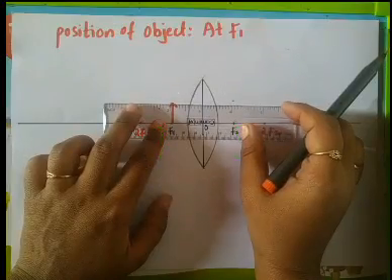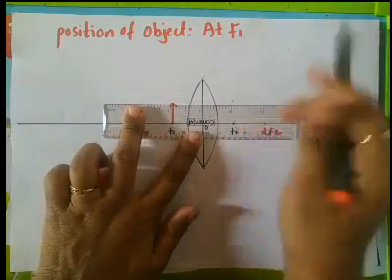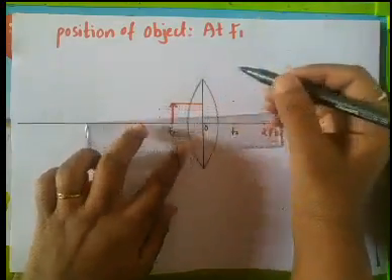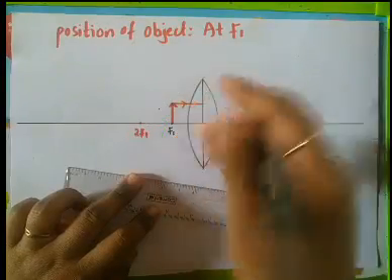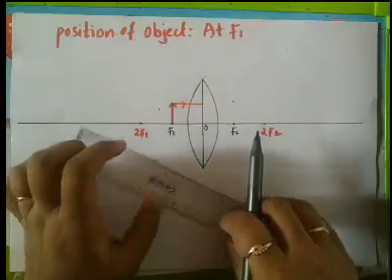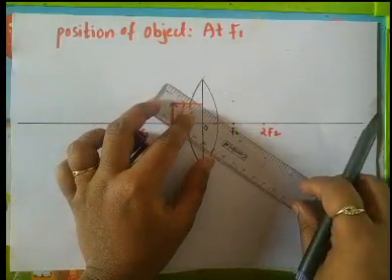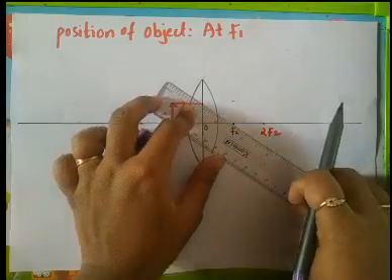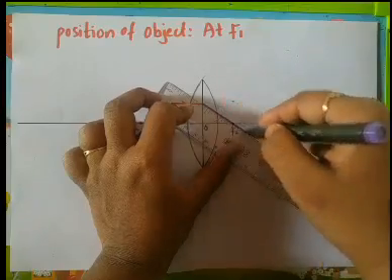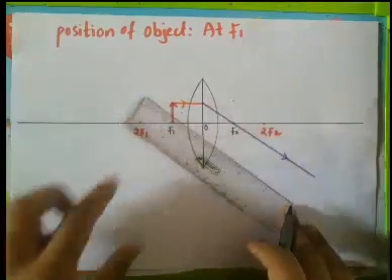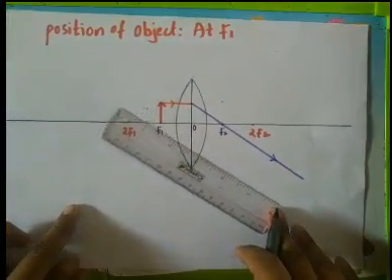From the object, I'll first take an incident ray which is parallel to the principal axis. This is my incident ray. So if an incident ray is parallel to the principal axis, then the refracted ray will pass through focus. So this is my focus, f2 is my focus, so the refracted ray will pass through the focus. This would be my refracted ray.